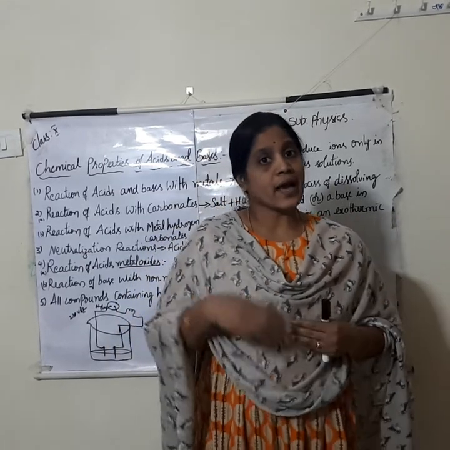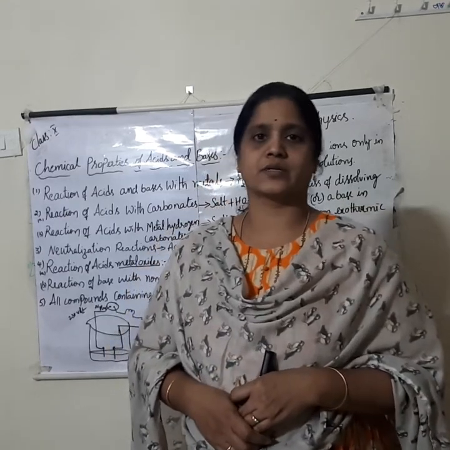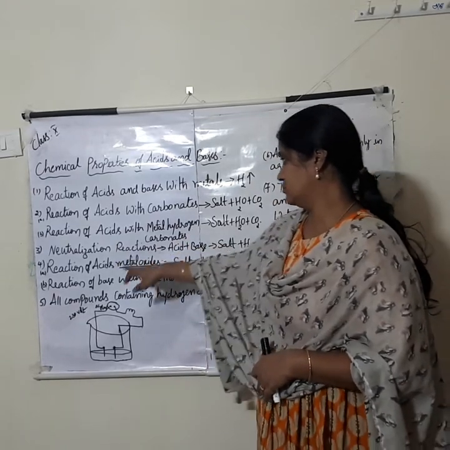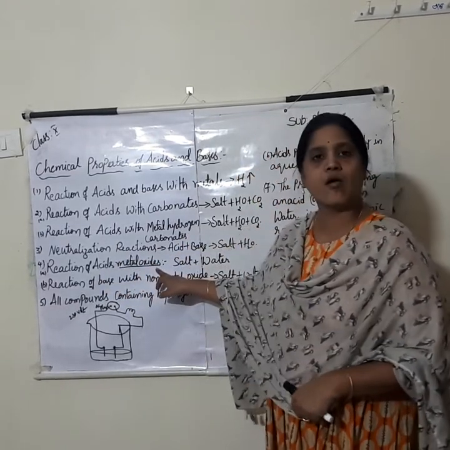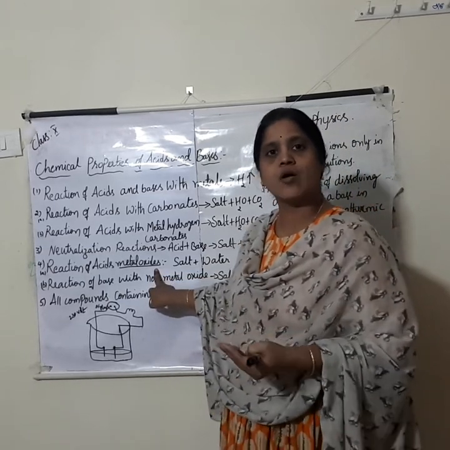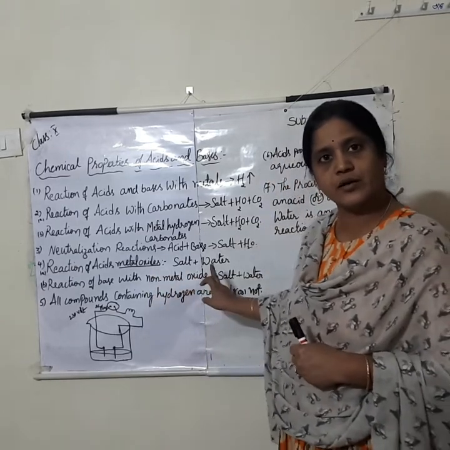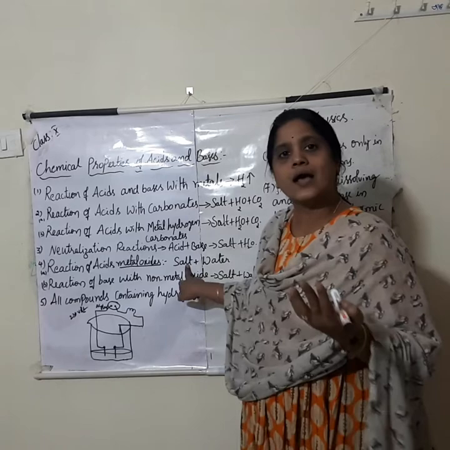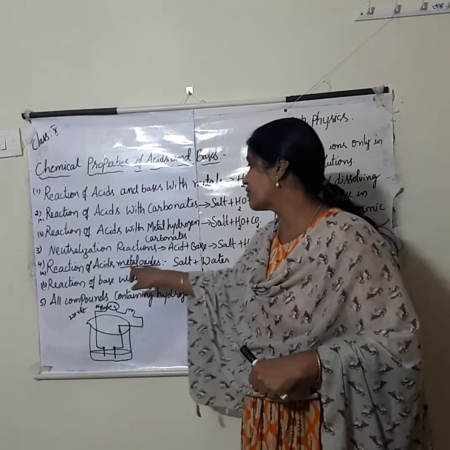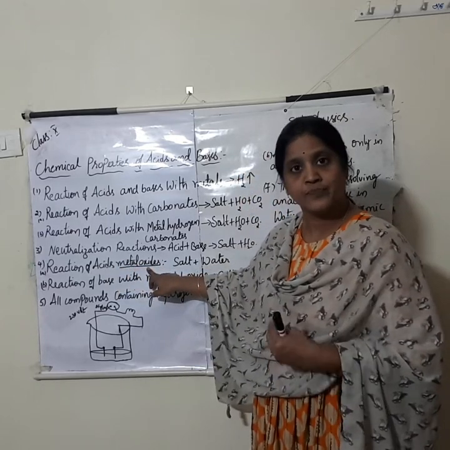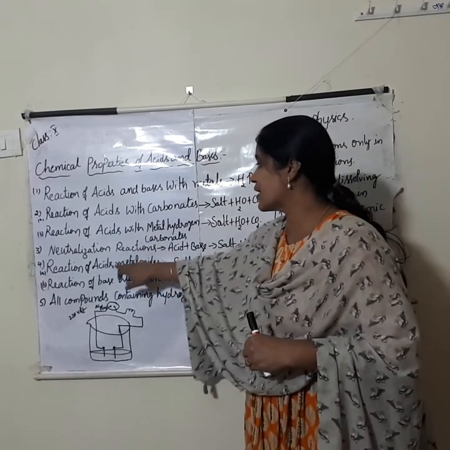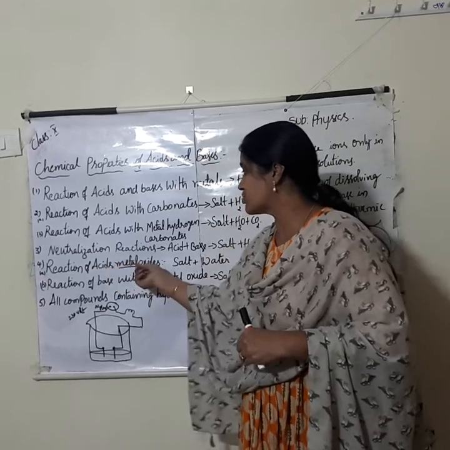Next, reaction of acids with metal oxides. When acids react with metal oxides, they produce salt and water. When will we get salt? When an acid combines with a base, then we get salt. Here an acid reacts with metal oxides. In this case also, they produce salts. Means here this metal oxide comes under a base, because only when an acid combines with a base will we get a salt.